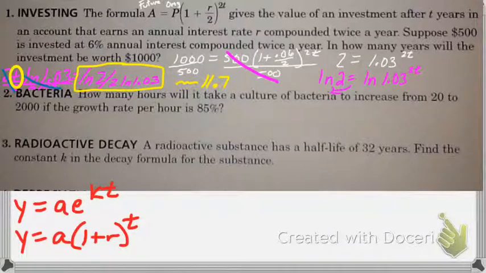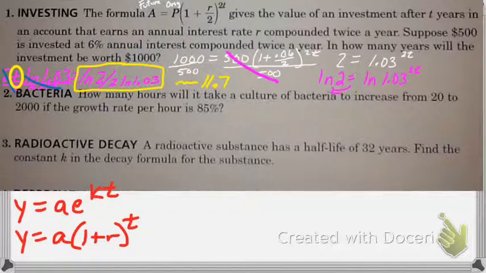It says a radioactive substance has a half-life of 32 years. What does that mean? Does anybody know? It means that half of the substance is going to decay in 32 years. So if you have 10 pounds of it sitting on your desk, if you come back in 32 years, there's only going to be 5 pounds of it sitting there.